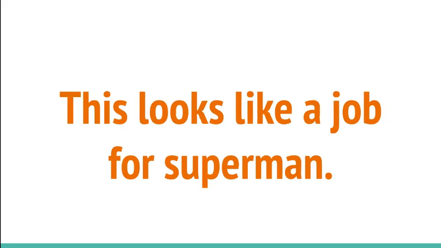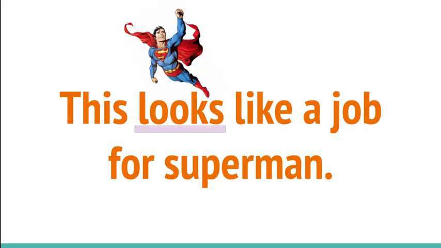Let's do a few weird ones. This looks like a job for Superman. Again, find the predicate here. What's the verb? The verb is looks. Who or what looks? It's not Superman. It's not job, either. Our subject is this.